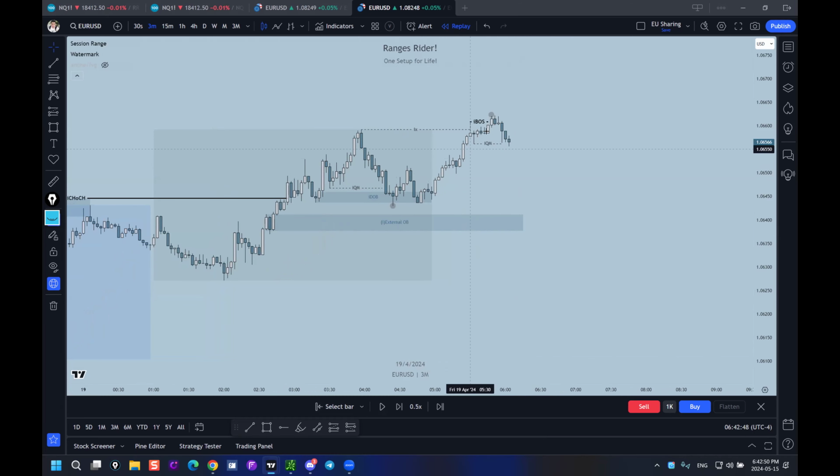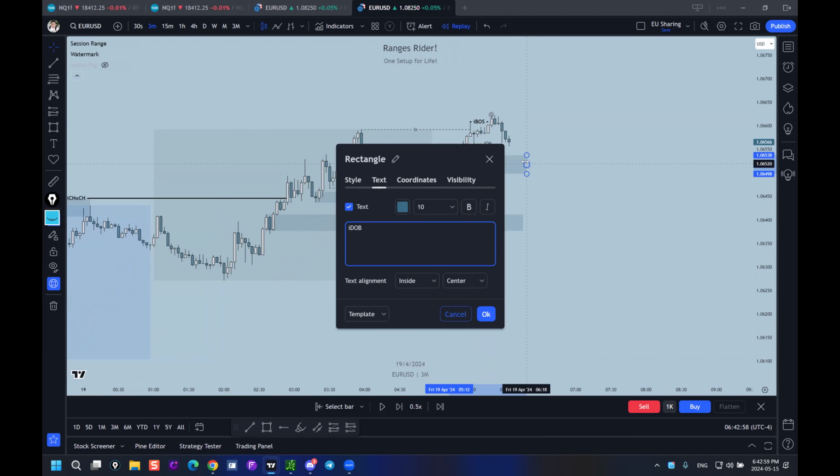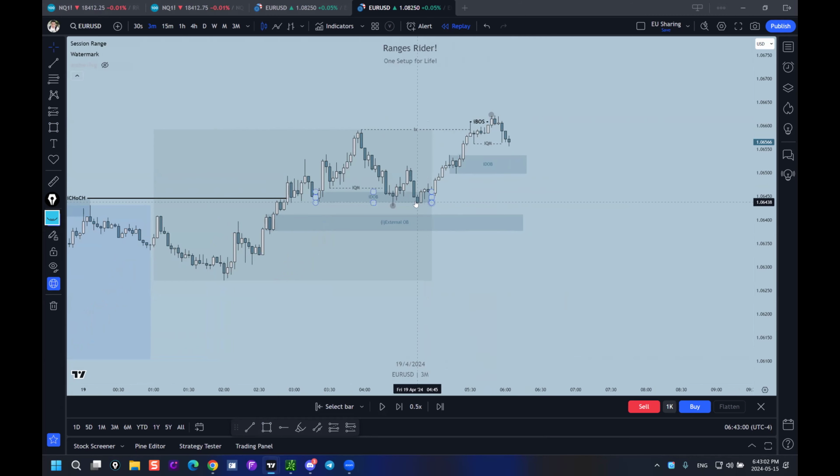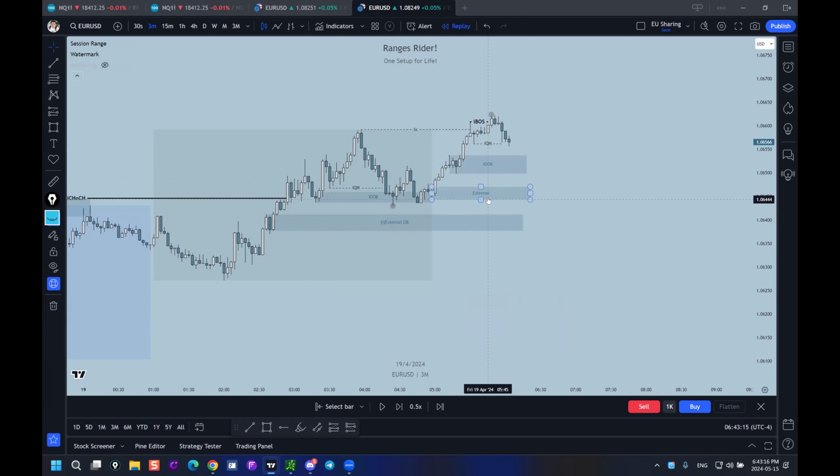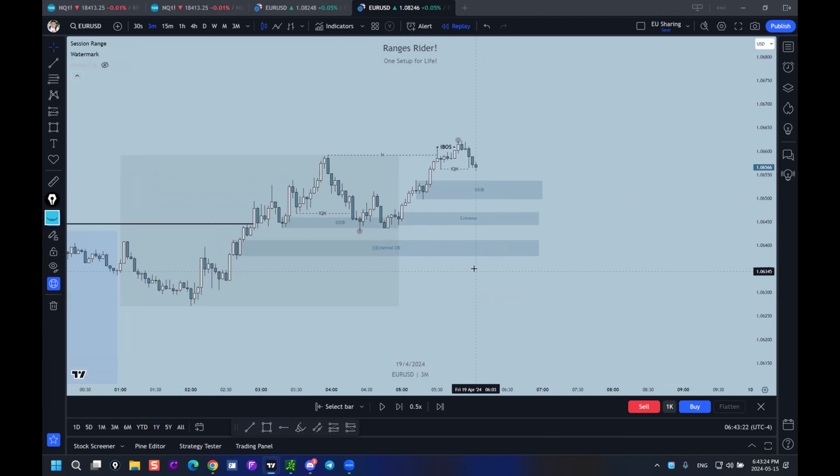We have the range from A to B. So if I take this one as an IDOB, and we don't have any kind of extreme except this one. If this is the extreme, then this is the external. Yeah, then this is the external.